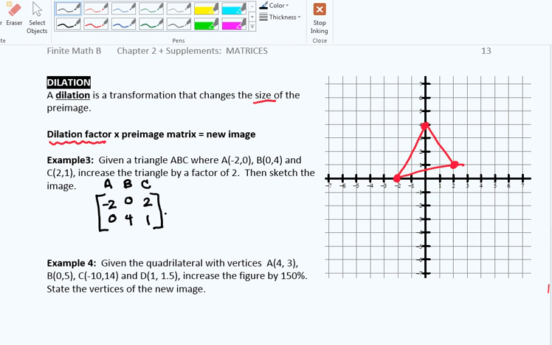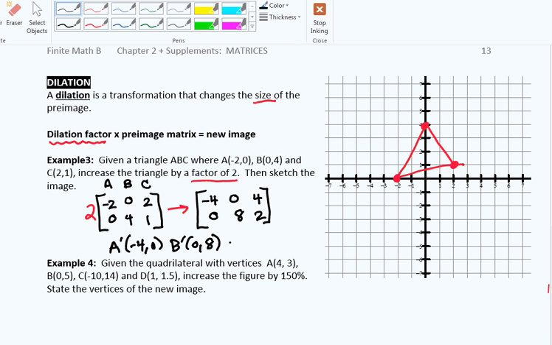As far as the dilation factor, it says a factor of 2, so I'm going to put a scale factor out front. And remember, the scale factor is basically a distributive property. I'm going to double everything in here. Negative 4, 0, 4, 0, 8, and 2. This tells me that my new coordinates, A, are negative 4, 0. B is now 0, 8, and C is 4, 2.